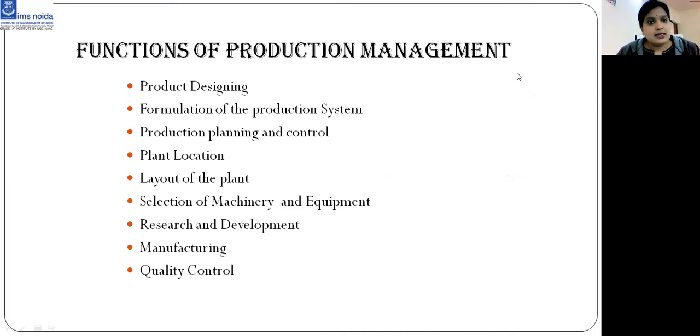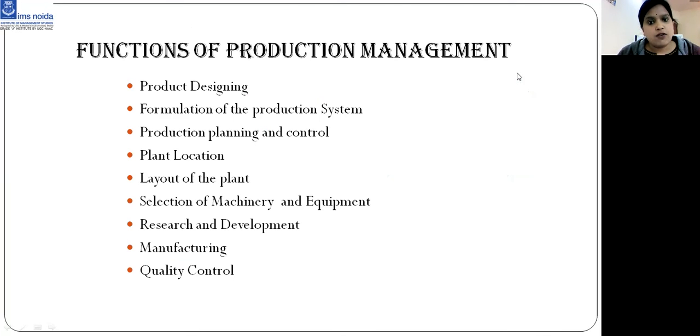So next is functions of production management. The foremost function of production management is product designing. So what this product designing is? Product designing includes that production management has to decide about the shape and the size of the product, as well as the utility which the product is going to provide. So all this concludes product designing, which is one of the functions of production management.